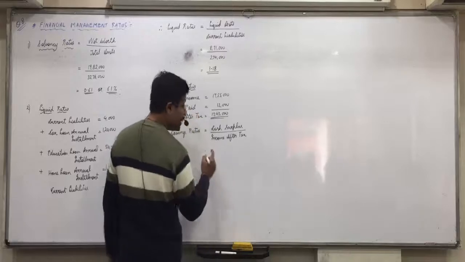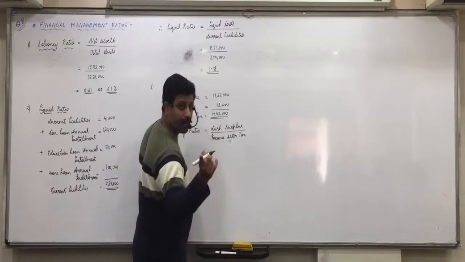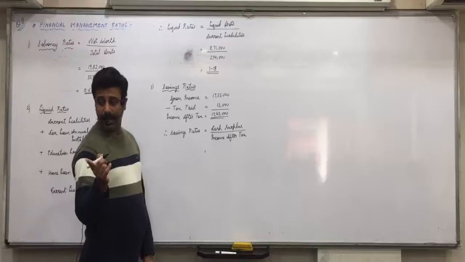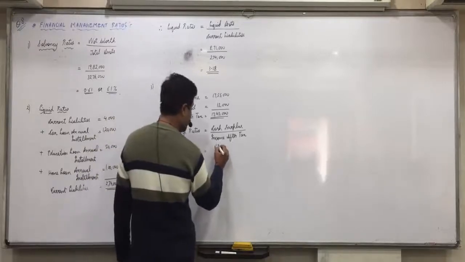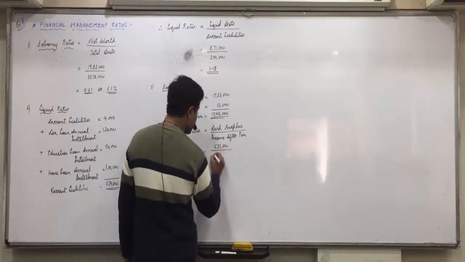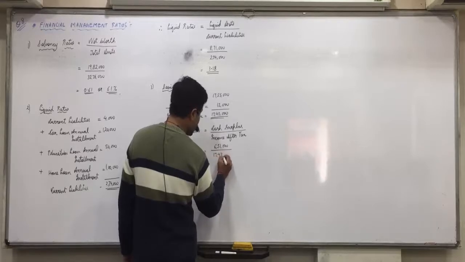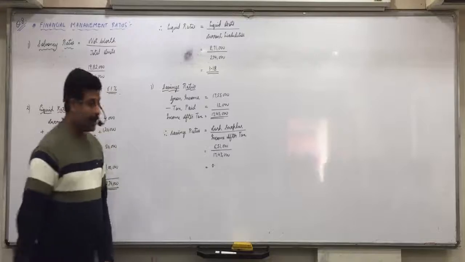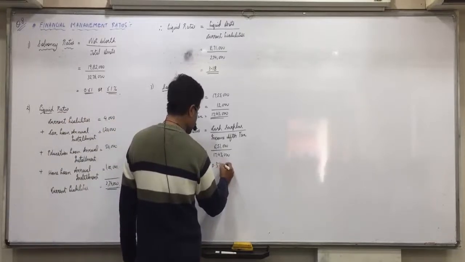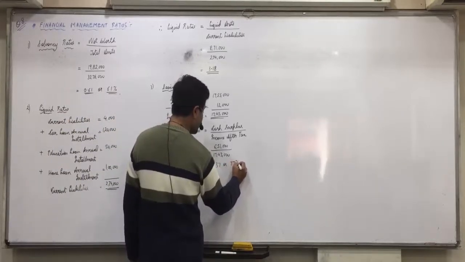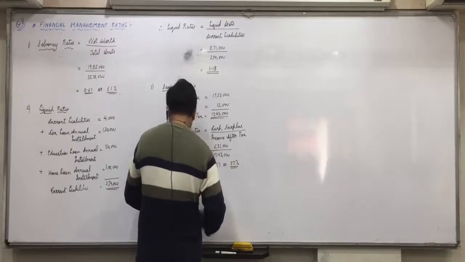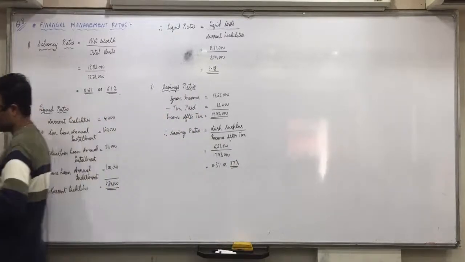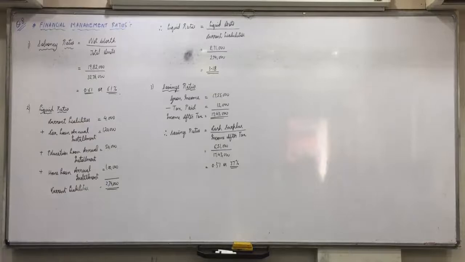Cash surplus is 6 lakh 51,000, divided by income after tax 17 lakh 43,000. So 0.37 or 37%. 37% of your income you are able to save. That's a good proportion. Okay, 37% of your income goes into your savings. Any confusion in this?